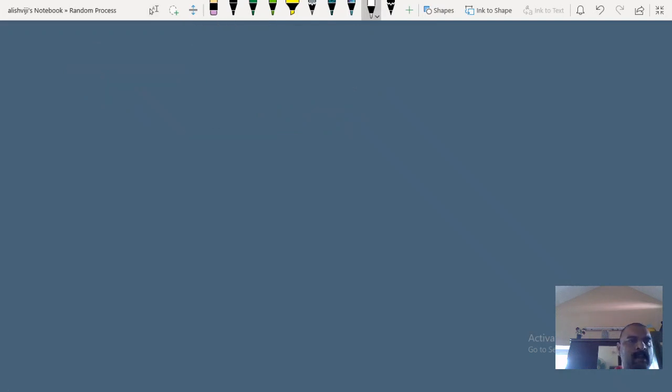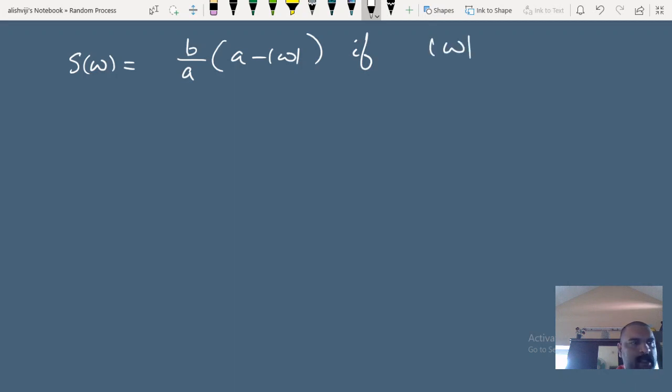So let us have one more problem. The spectrum of a random process is given. It is B by A into A minus mod omega if modulus of omega is less than or equal to A, and equal to 0 if mod omega is greater than A. And we have to calculate the autocorrelation function.